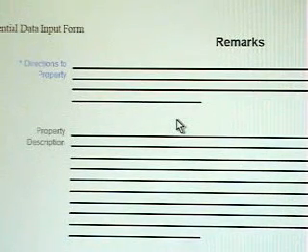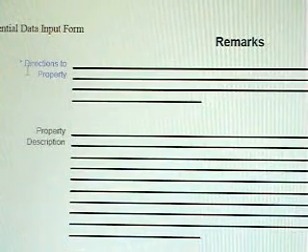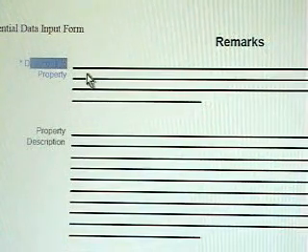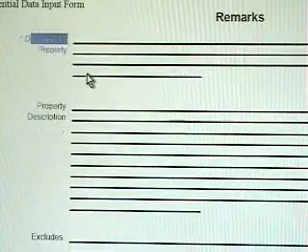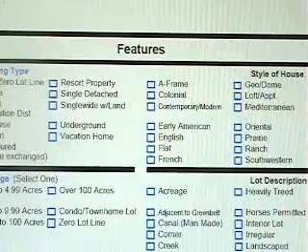Now we are on page 5 of 8 of the residential data input form. The first thing that is required is going to be directions to your property, and this needs to be 150 characters or less. Below that is the property description. Even though that is not in blue with the asterisks next to it, I highly recommend that you provide a good description of your property. This is the key factor that realtors and buyers look at when they are online before they make a decision to even give you a call.